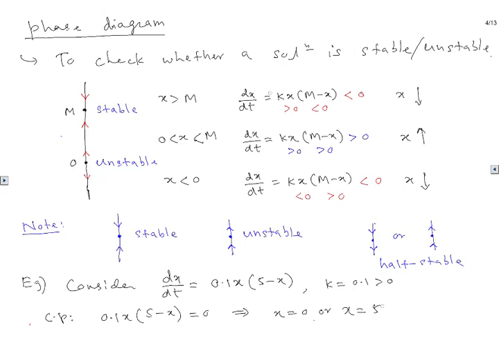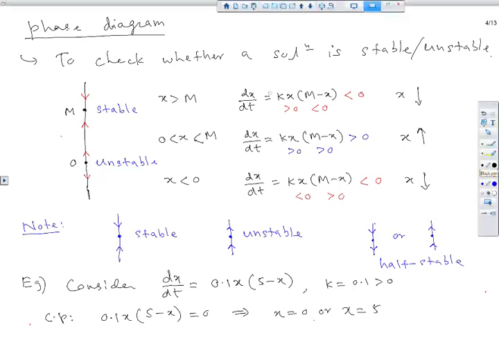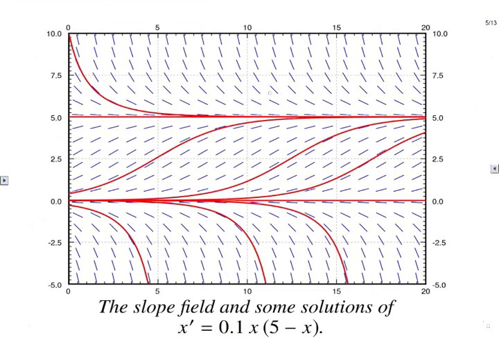Now let's look at the slope field, because we know what the slope field looks like, since this is a differential equation. The slope field is also going to give you a really nice idea about this. So let's see how the slope field looks. For this differential equation, the slope field looks like this. This is the time variable t, and this is the x variable. This is the x equals 0 critical point, and this is the x equals 5 critical point.